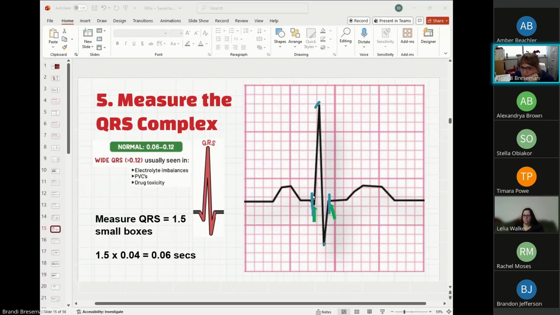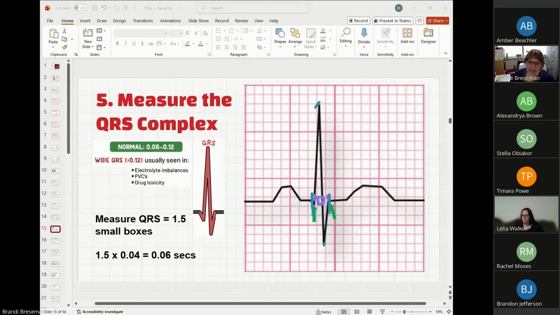But if you look at here, you can see in the center here between these two, we have one full small box, right? And then you have about a quarter of a box here and about a quarter of a box here. So they're taking that as a half. So we have 1.5 small boxes.